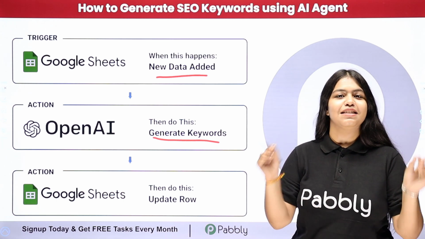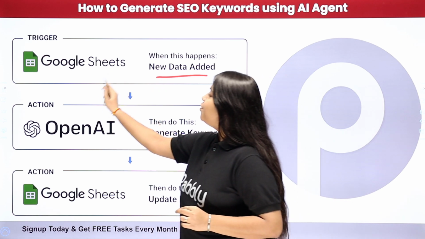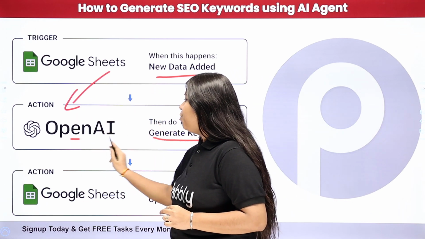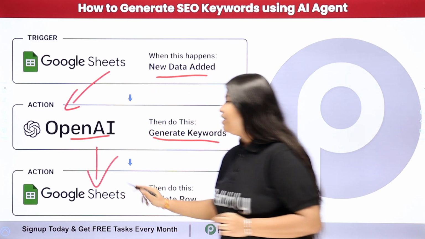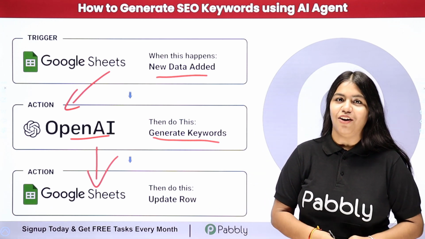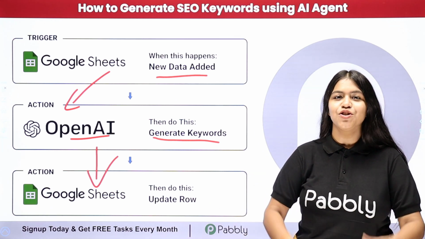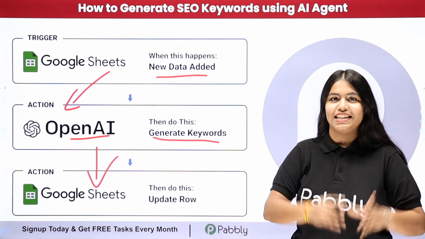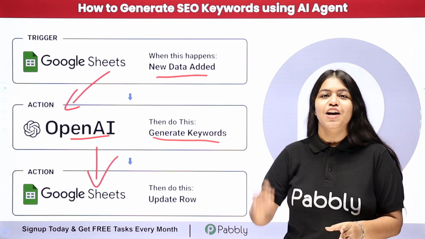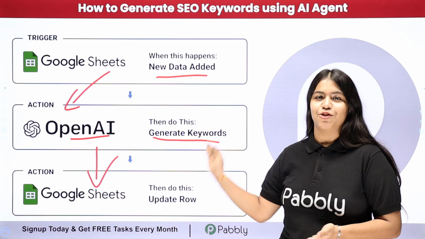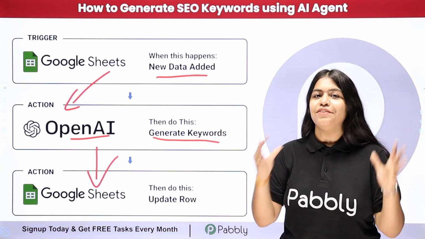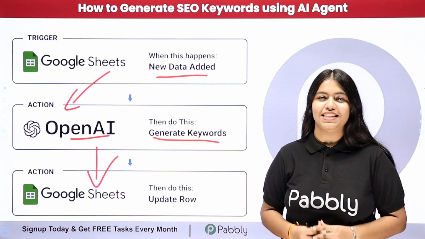So to do this, we are simply going to create a connection between Google Sheets, my AI agent, which is OpenAI, and then Google Sheets. And to create this connection without knowing any programming or coding language, we are going to use Pabbly Connect. It is an amazing automation software. So if you also want to create this amazing automation for your own business, then for that you have to come with me towards my screen.